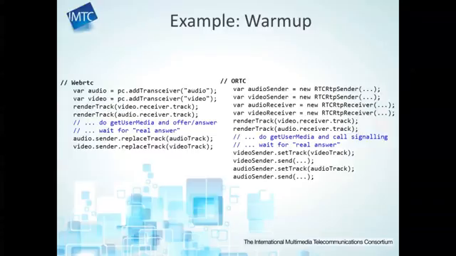Okay, so here's a little bit of code talking about some of the examples. We mentioned a warm-up example. So you basically call pc.addTransceiver, which gives you a sender and receiver for audio. You create another one for video, and then you can basically render the audio and video tracks, hook them up, and then you can replaceTrack and put on another audio track or another video track to send.